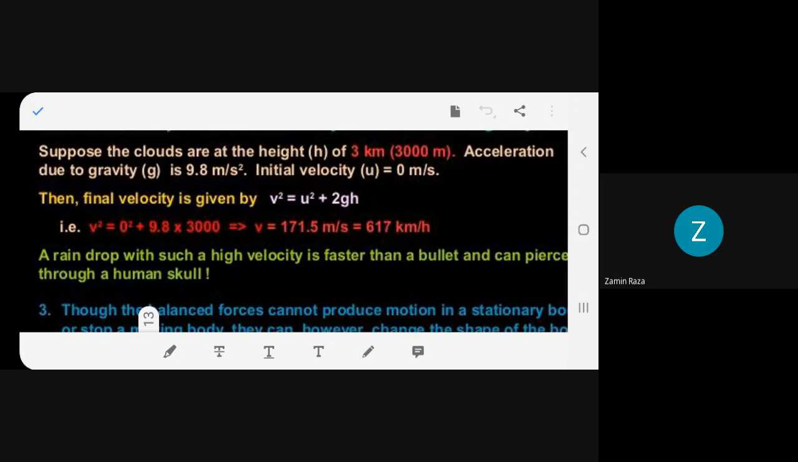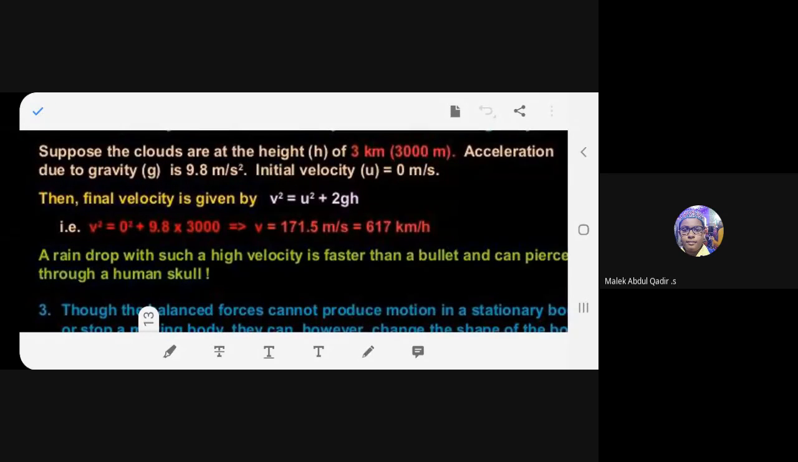All of you understood this much, or do you want me to explain? Ninth standard, is this clear? The initial velocity of the raindrop is zero, you know that. And then with the force of gravity, it starts increasing the velocity, isn't it? The acceleration due to gravity, the way it is pulled down, is 9.8 meter per second square, right? So what's going to be the final velocity?